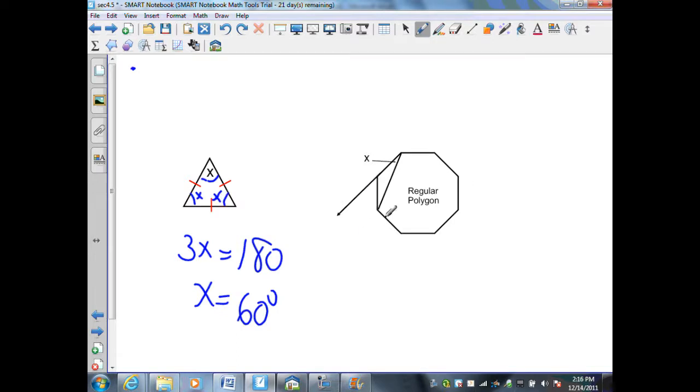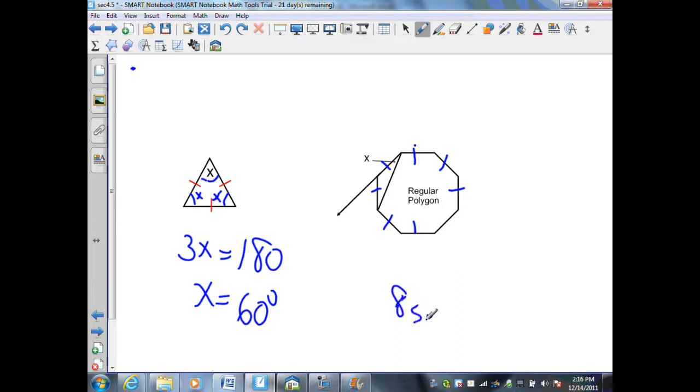In my next example, I'm given a regular polygon. We know a polygon is a closed figure that has its segment intersecting the endpoints of other segments. Regular means that all segments in my polygon are congruent. This polygon has 8 sides.